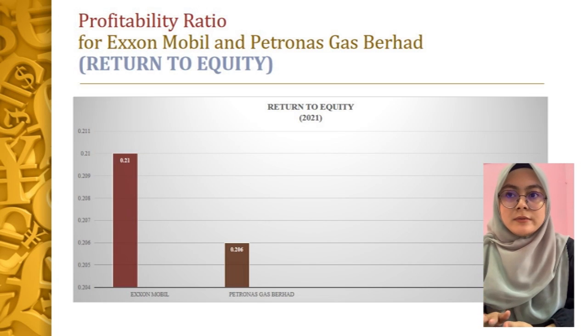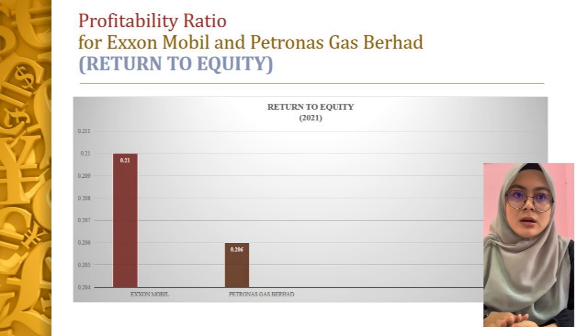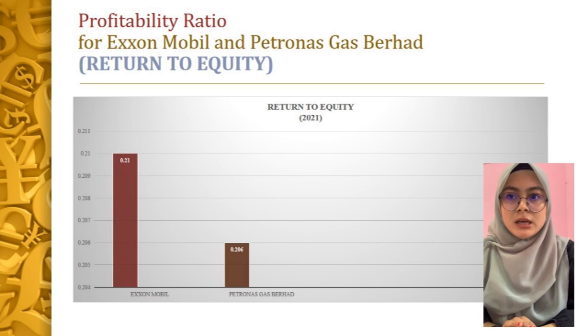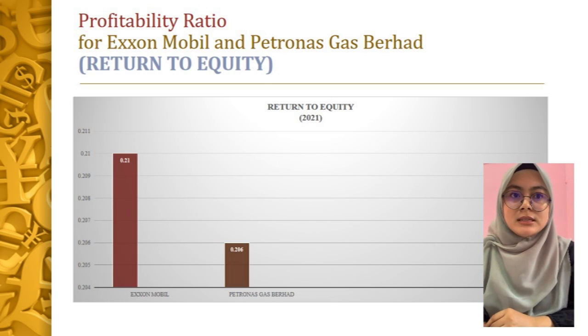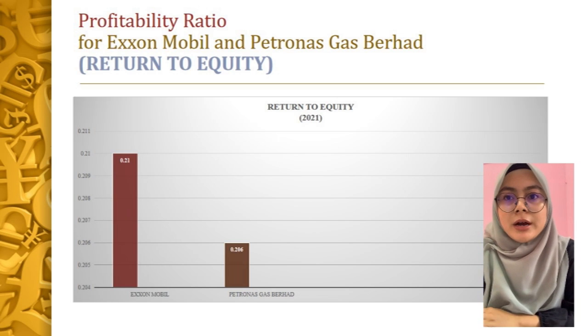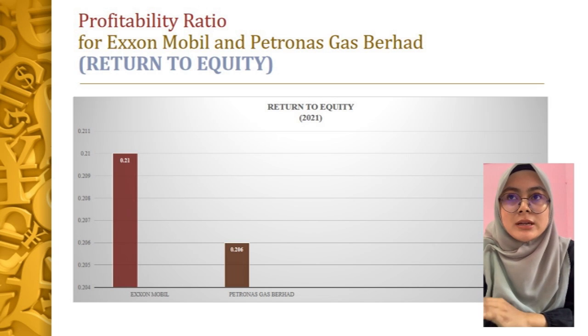Return on equity. Return on equity is a measure of profitability that calculates how many ringgit of profit a company generates with each ringgit Malaysia of shareholders' equity. Based on the graph, the return on equity ratio for ExxonMobil is 0.21, while Petronas Gas Berhad got 0.206. This shows that ExxonMobil's return on equity is higher than Petronas Gas Berhad's, with a total difference of 0.004. ExxonMobil can generate a profit on shareholders' equity better than Petronas Gas Berhad.